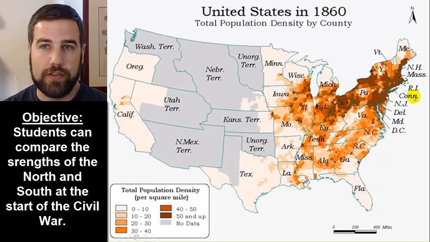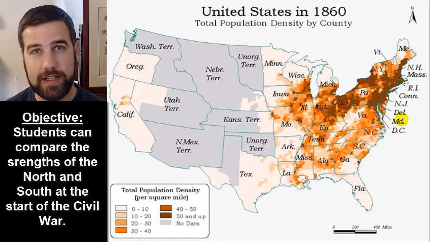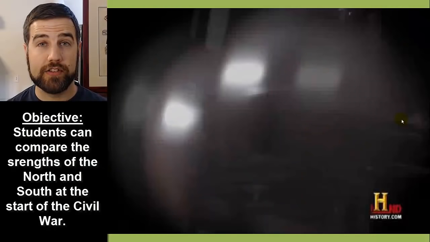And the reason why the North, of course, has such a huge population by 1860 is, remember, the economy and all the immigration going into the North, and that's why they have so many more people. So 22 million people versus 9 million means you can have a much larger army in the North versus the South. And let's go ahead and watch this video.